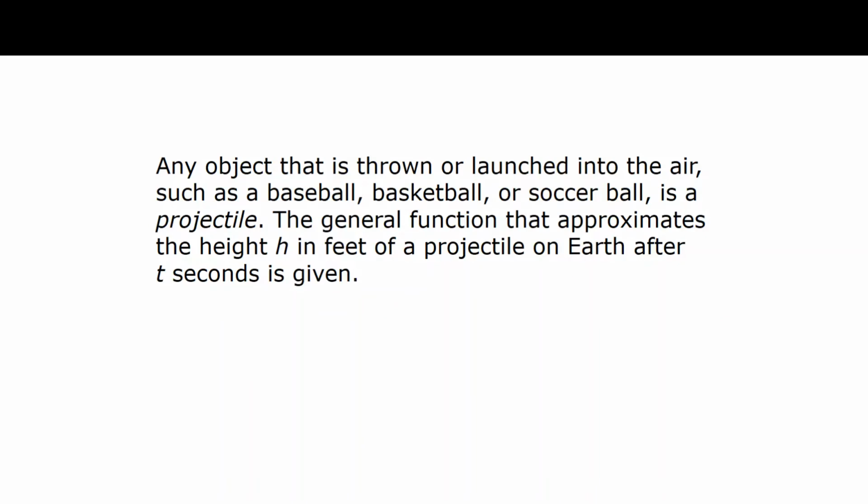All right, now our math is for all you sports enthusiasts. Any object that is thrown or launched into the air, such as a baseball, basketball, or soccer ball, is a projectile.